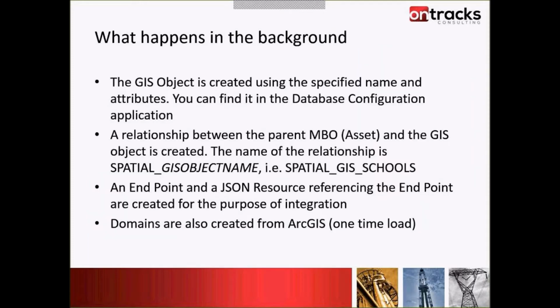So what's happening in the background when you click on that button? As I mentioned, the GIS object is created. This is the object with the name that you specify, and any of the attributes for the target system, in this case, the Esri GIS system. A relationship is created between Maximo and the GIS system, and the relationship will begin with spatial underscore and then the object name. So in our case, we may have GIS schools as one of those, and we'll talk about different types of objects that we're going to be creating today.